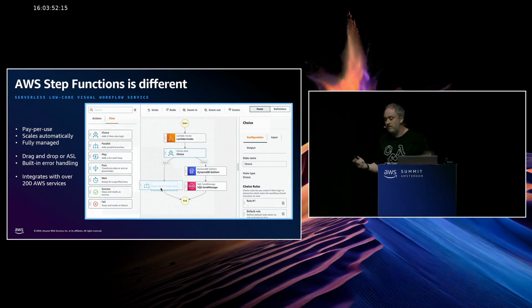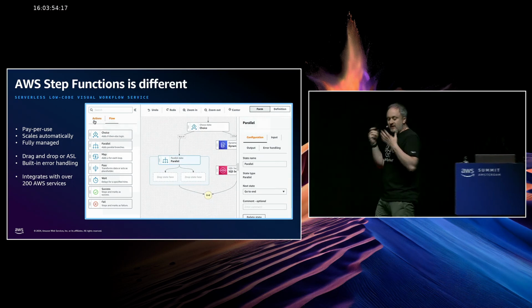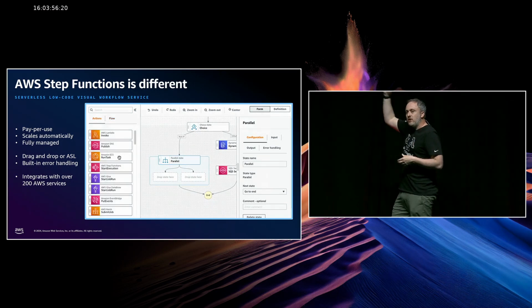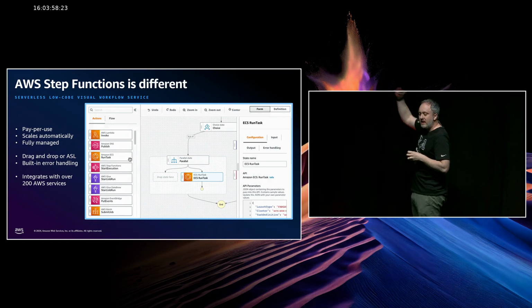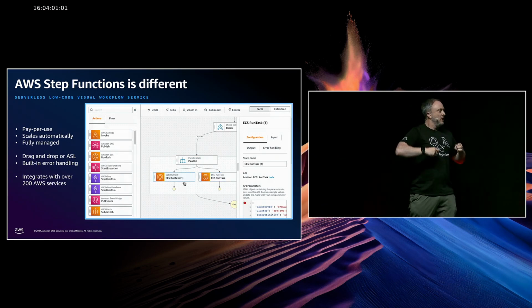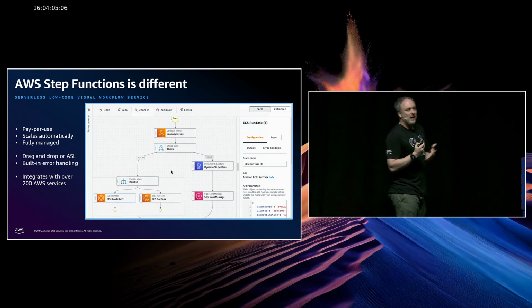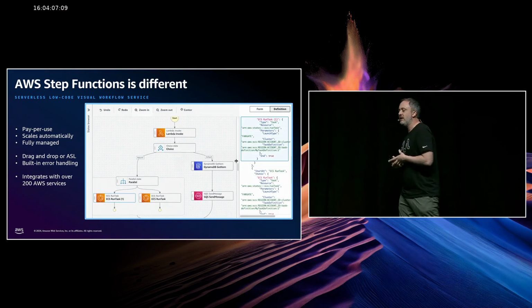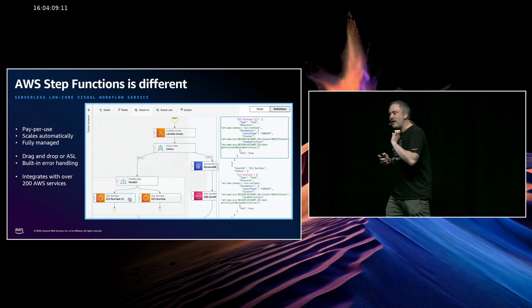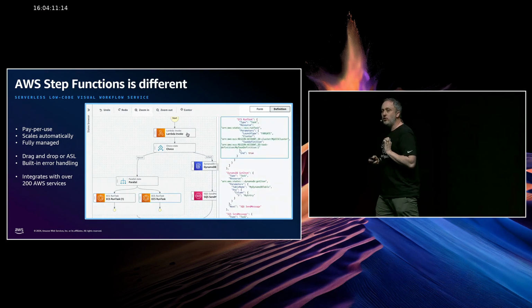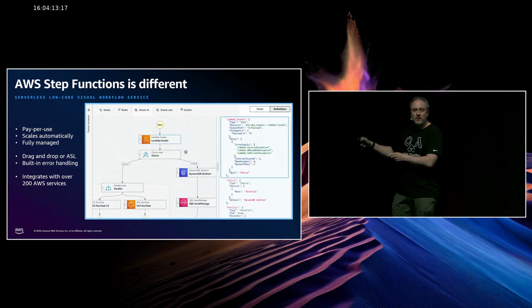Now, Step Functions is pay per use. It scales automatically. It's right at the top of that pyramid of serverless managed services. One of the main components that it has is this built-in error handling for catching and retrying different states. Now, it integrates natively with over 220 other AWS services.